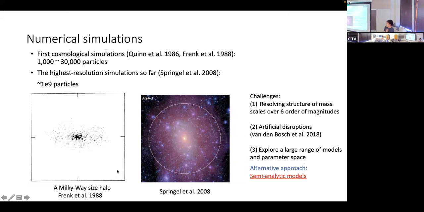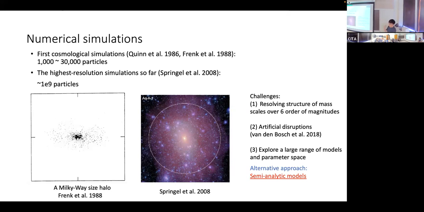On the right panel here, I show one of the highest resolution simulations, done by Springel et al. in 2008. In this case, they ran with very high resolution using 1 billion particles, and we see a lot of small structures. This simulation has helped us understand a lot of interesting properties of the dark matter substructure.